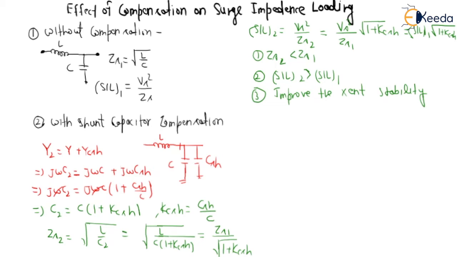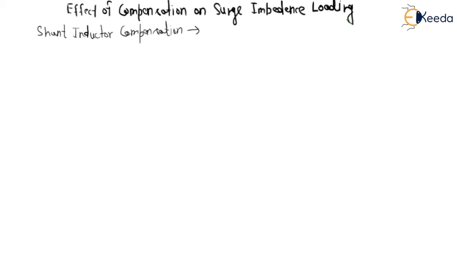Now we are going to study the shunt inductor compensation. In case of shunt inductor compensation, this is system L, this is system C, and this is the compensating element, LSH. So now we can modify this admittance, that is Y3. In this case 3, Y3 will be Y of system plus Y of LSH.